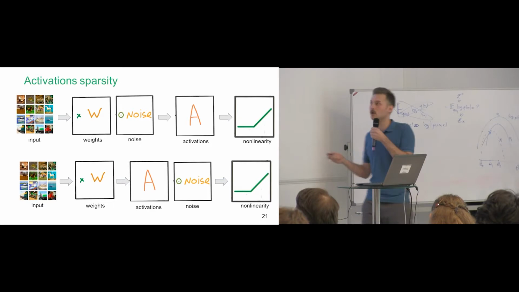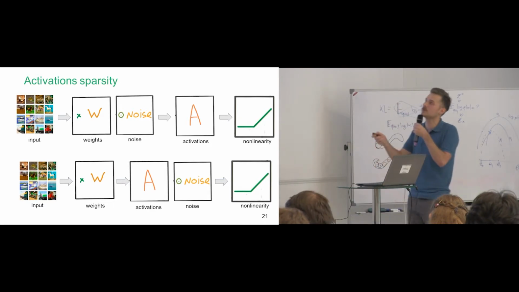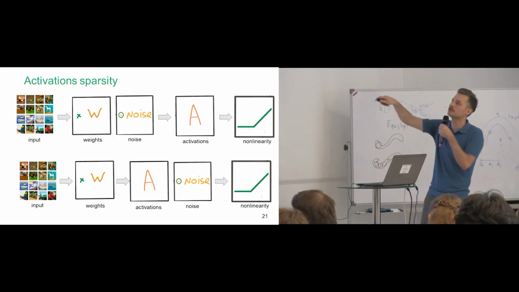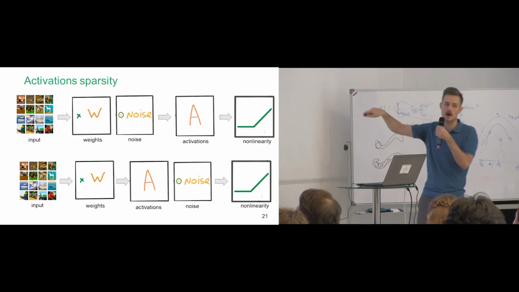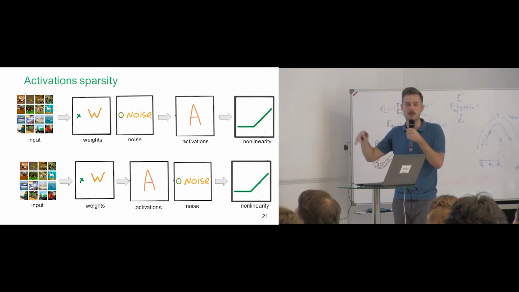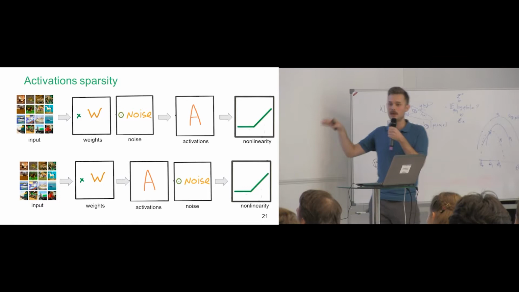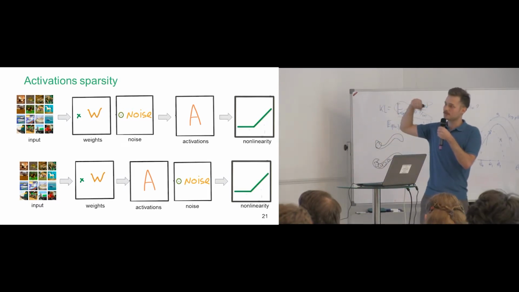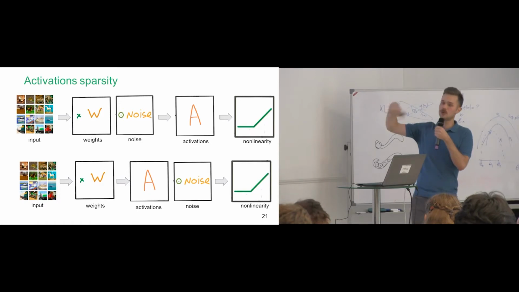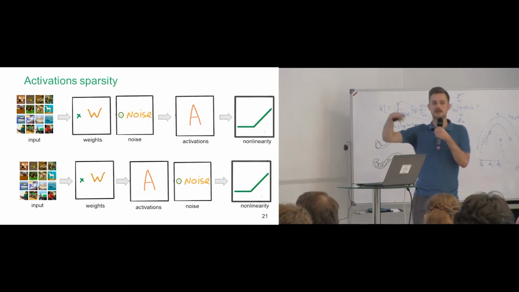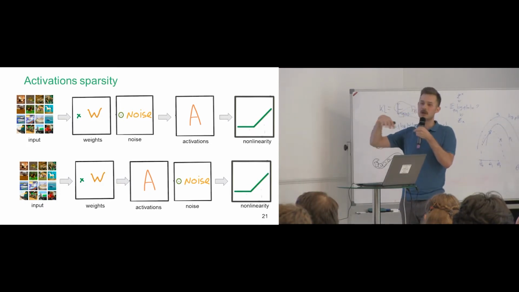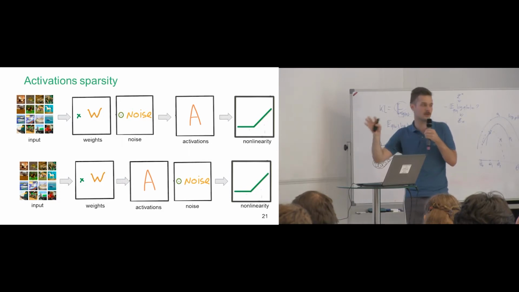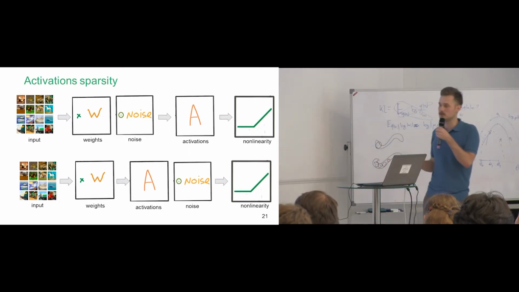And the idea of having group sparsity is very simple. We just move noise from our weights to our activations. And then we can apply the same logic here. We apply noise to activations, and noise tells us which activations we need to use and which activations we don't need to use.